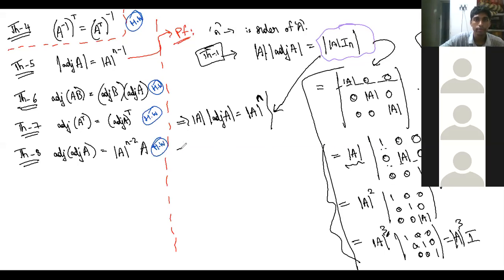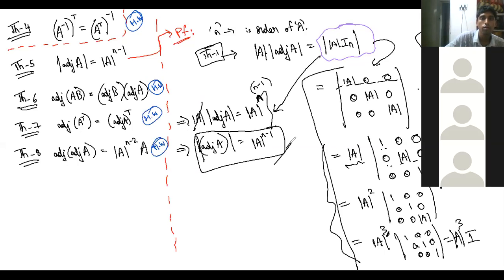So remember this. So then determinant of adjoint of A. Therefore, you can cancel out one A. This will become n minus 1. This is nothing but determinant of A power n minus 1. Okay. Clear? Yes, sir. Good.